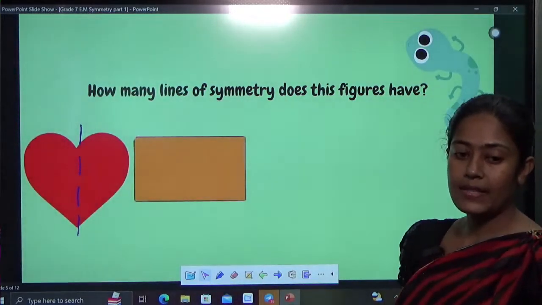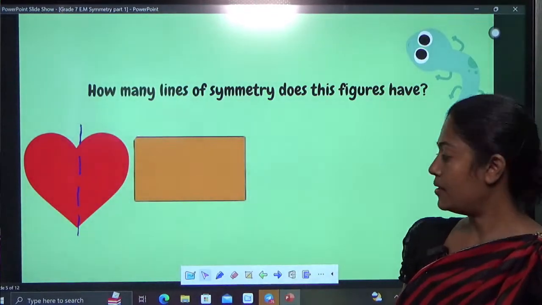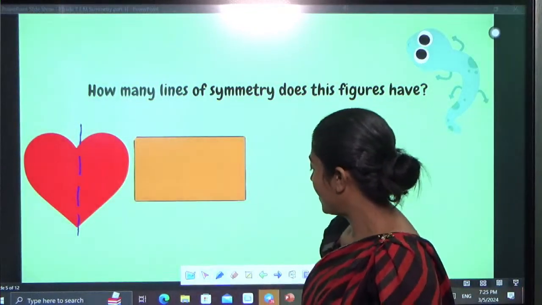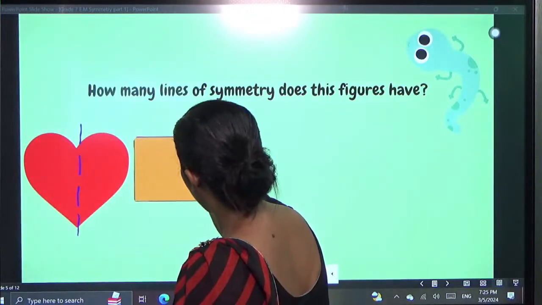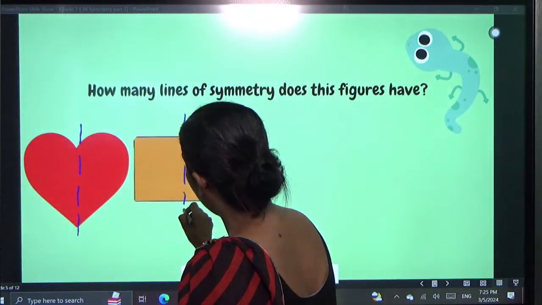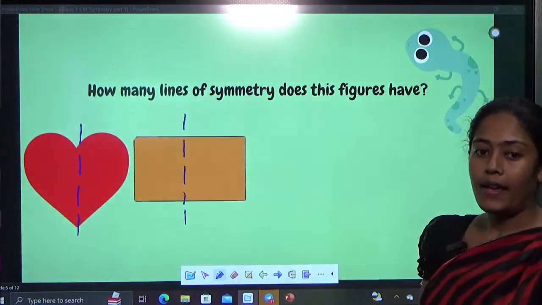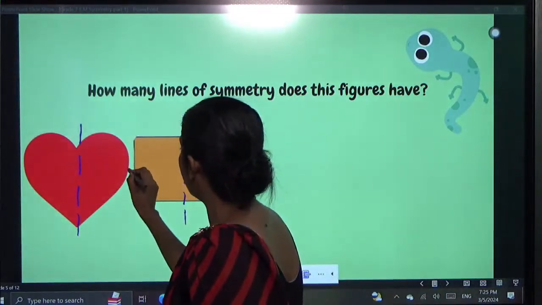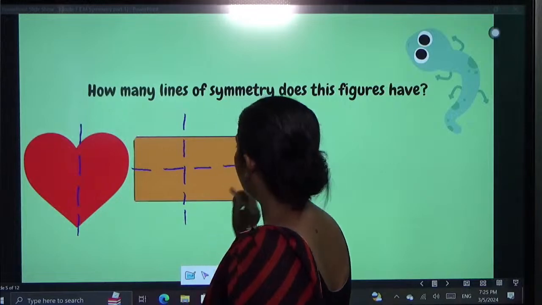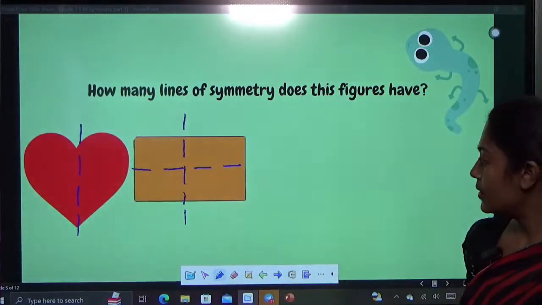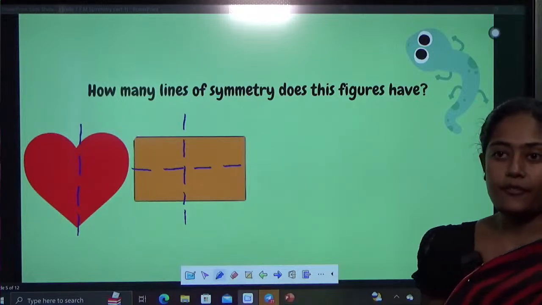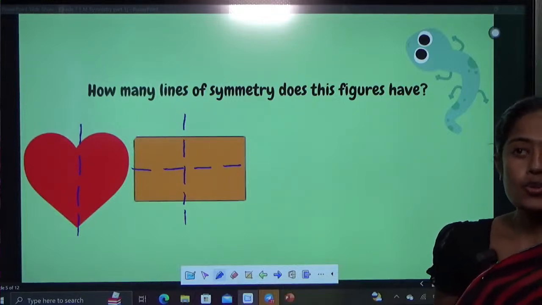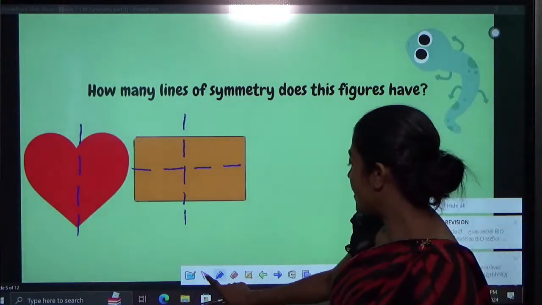This one is a rectangle. So how can you separate that one into two equal parts? Here, first way, I can separate this one this way, right? And also, in the other direction I can separate it into two equal parts, right? Like this, I can separate this one into two equal parts. So you can identify how many symmetrical axes there are. There are two symmetrical axes, right? We will see the next one.